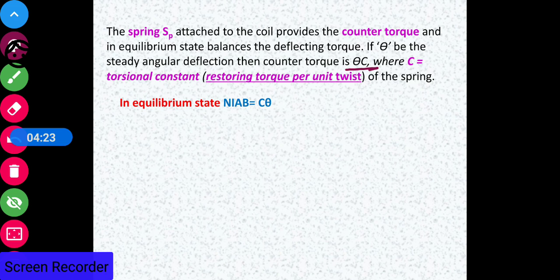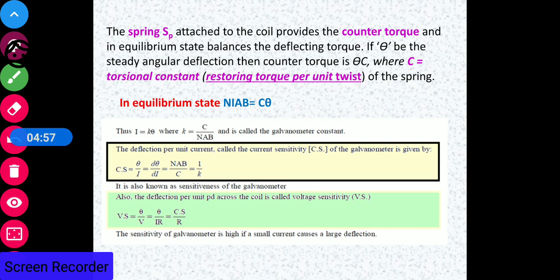What does torsional constant mean? It is the restoring torque per unit twist of the spring. In equilibrium, the deflecting torque and the restoring torque are equal to each other. The deflecting torque, NIAB, is because of the current in the coil. And C theta is the restoring torque because of the spring attached to the coil. So in equilibrium both torques will be equal, and we have NIAB equals C theta.